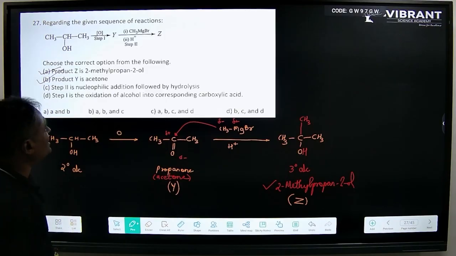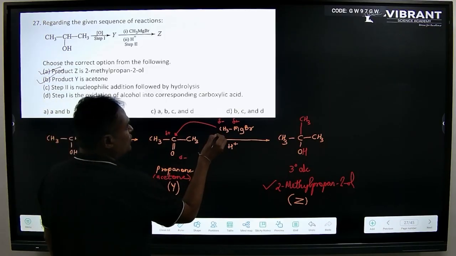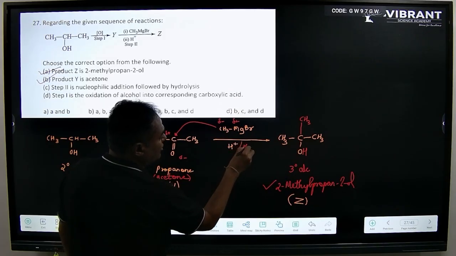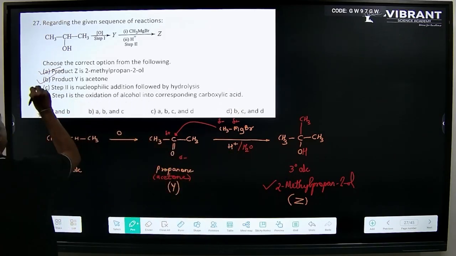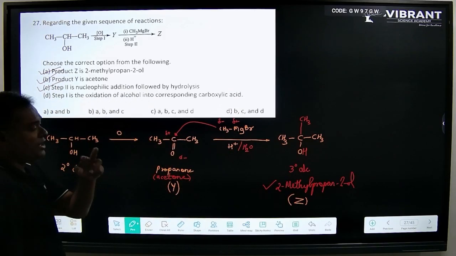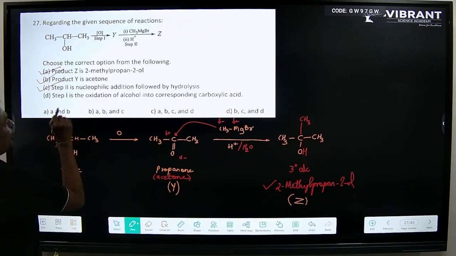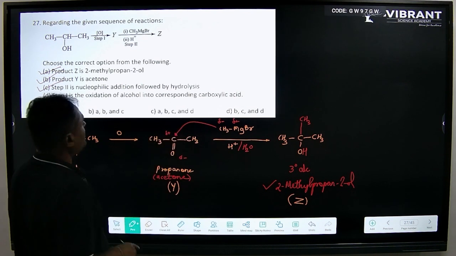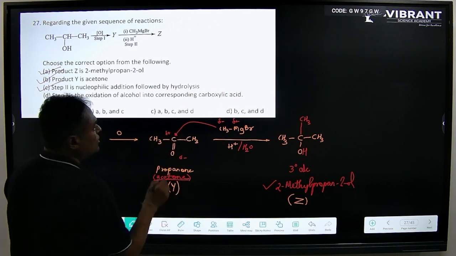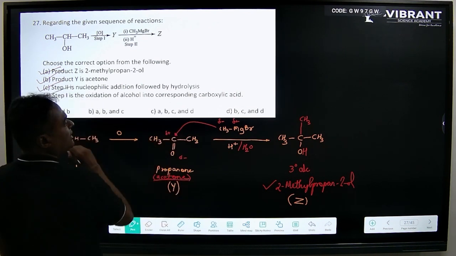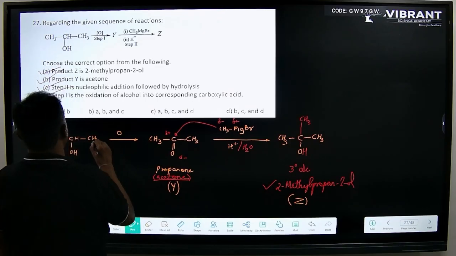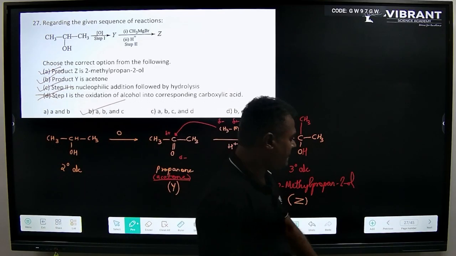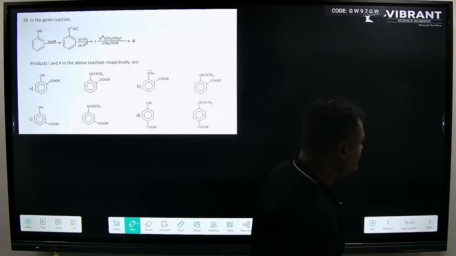Now, step 2 is nothing but nucleophilic addition. Yes, a nucleophile is added, followed by hydrolysis. This is what you have got in hydrolysis, child. So, even this step is correct. So, you have got A, B, C all correct. Now, let us see the D one. Step 1, oxidation of alcohol into the corresponding acid. I think this is not the correct one, because in this case we get a ketone. So, this cannot be the answer. That means your correct answer has to be A, B and C. I hope this is clear, child. Let us take the next question.